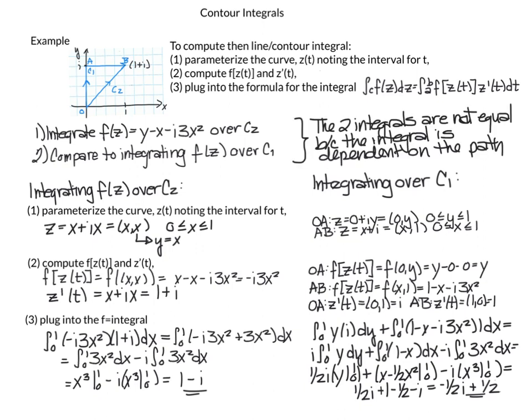One of the main points of this example is to show that the two integrals are not equal. Here we get 1 minus i, and here we get minus 1/2 i plus 1/2. And they're not equal because this integral is dependent on the path.